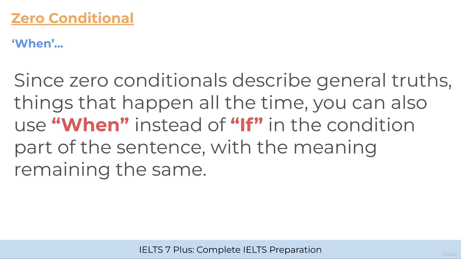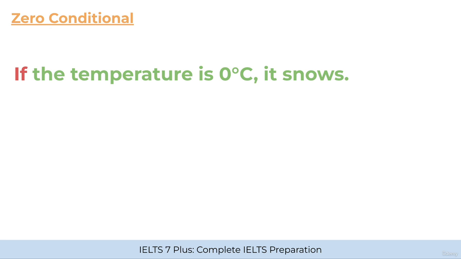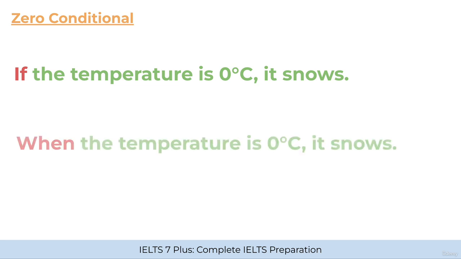Okay, a further point about zero conditionals. Well, if you are describing general truths, when things happen all the time, you can also use when instead of if in the condition part of the sentence, so in the first clause. And the meaning will, in fact, stay the same, so it won't change the meaning here. Let's have a look at this one. So, for example, if the temperature is 0 degrees, it snows. Relative general truth there. Obviously, there are various factors that go into that, variables, but on the whole, we can say this. And the meaning stays the same when we use when. So it doesn't change that here. So just another option for you and your zero conditionals.